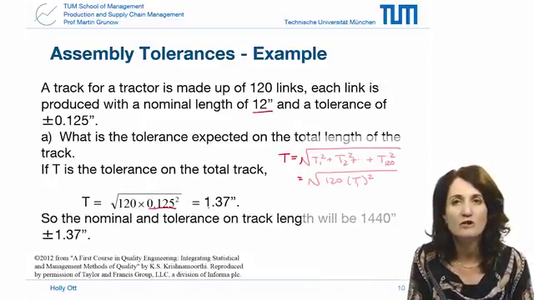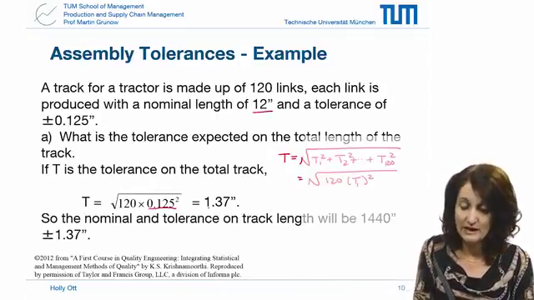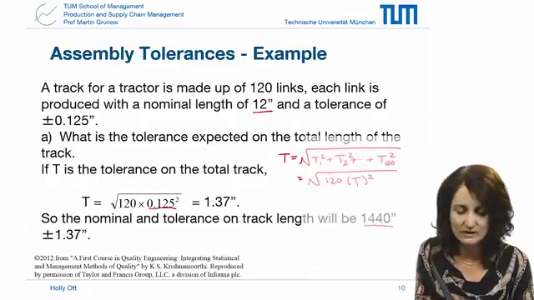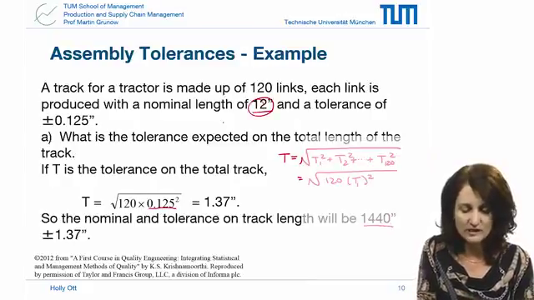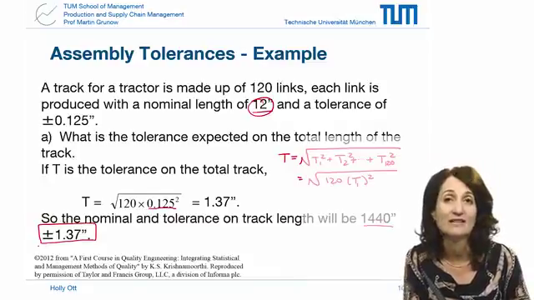So the nominal tolerance on the track length will be, in total, the whole length will be 1440 inches. That's your 12 times 120, plus or minus 1.37 inches.